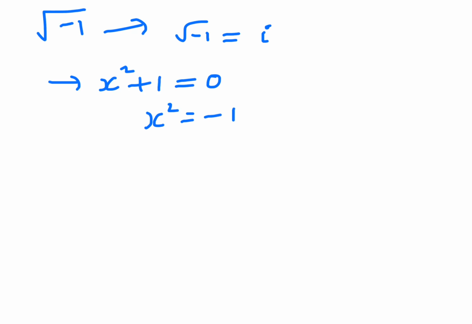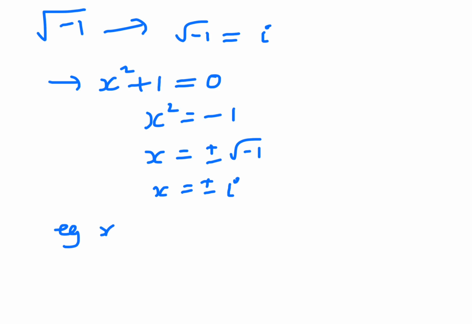Okay, the need for developing the fact that the square root of minus 1 equals i comes out of the fact that if you go to solve an equation, say like x squared plus 1 equals 0, x squared will be minus 1, then x will be plus or minus the square root of minus 1. And then all that we do is we replace the square root of minus 1 with i.